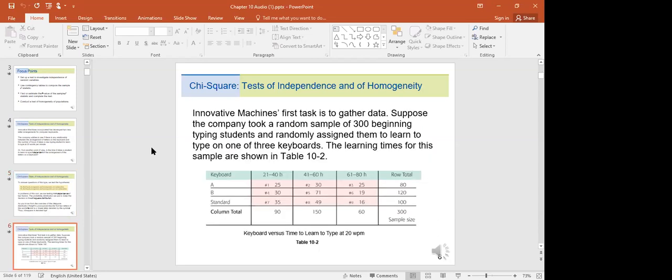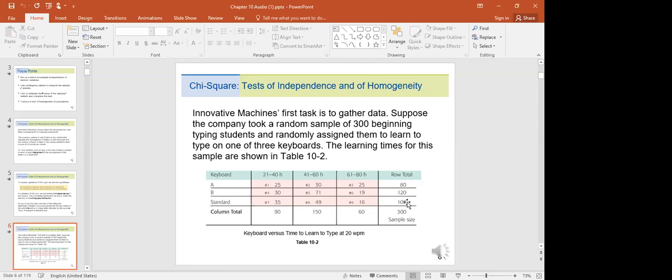So a sample of 300 new students were taken and subdivided into three groups. The first group will use keyboard type A. The second group of 120 will use keyboard type B. And the third group will use the standard keyboard. So we can look at this table to see that 80 will use keyboard A, 120 will use keyboard B, and 100 will use keyboard standard.